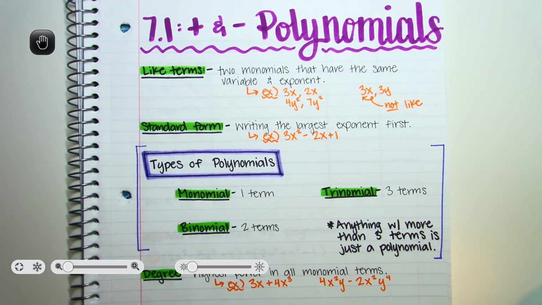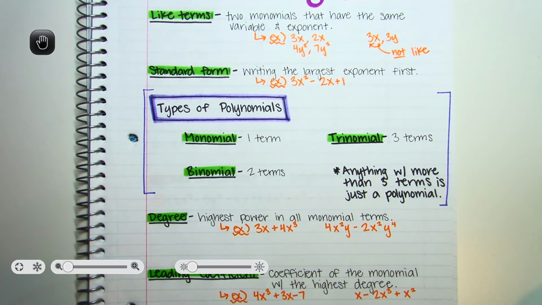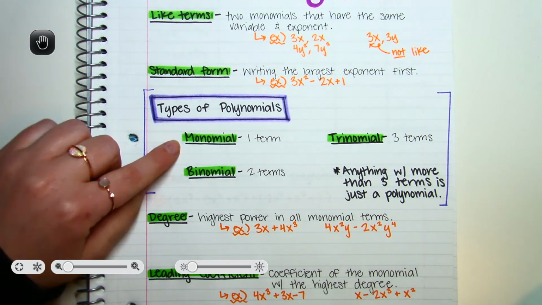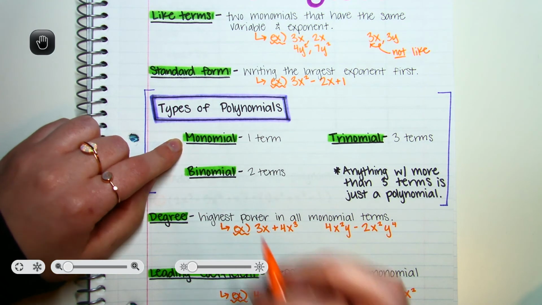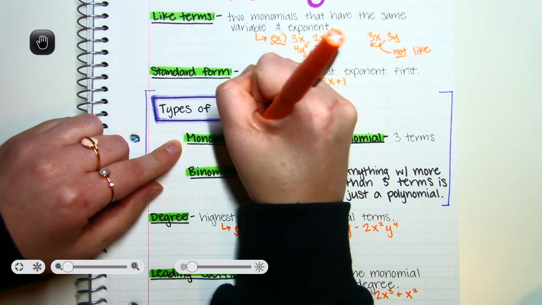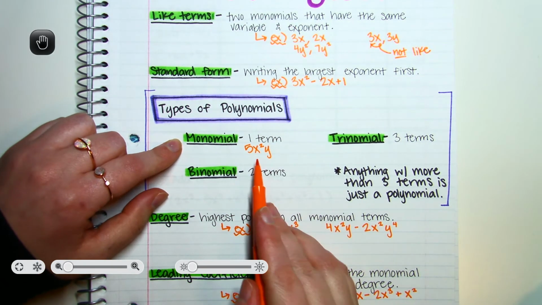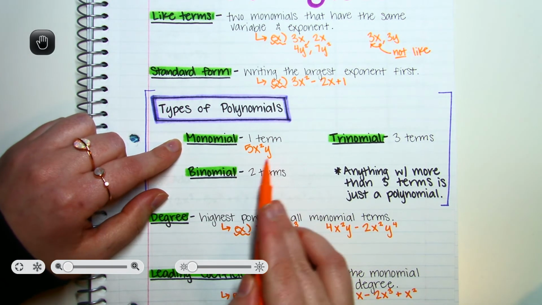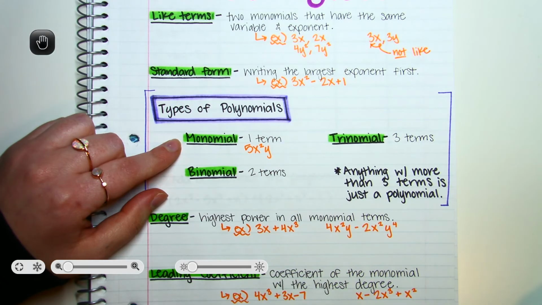All right, let's look at our next set of definitions now. Types of polynomials. So this is where we're going to see what a monomial is. So a monomial just means it has one term. So this could be something like, say, 5x squared y. Even though it's a bunch of different things, it's still only one term because there's no addition or subtraction in between those things.